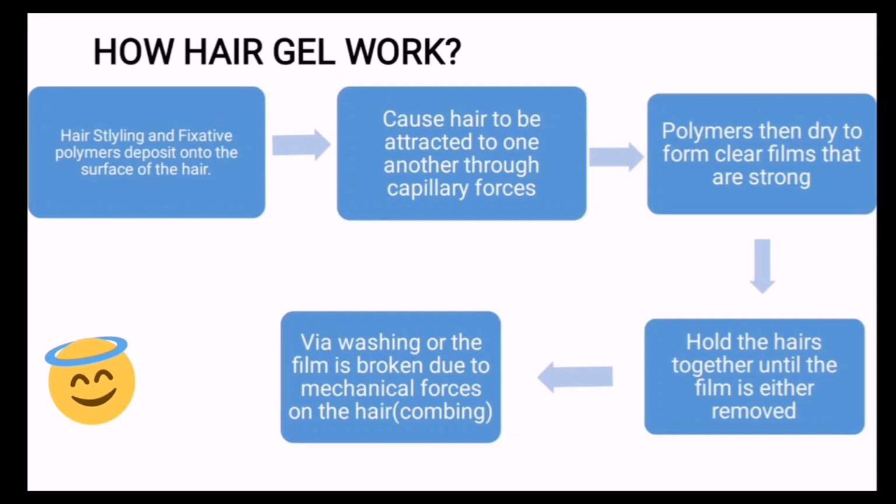How does hair gel work? First, hair styling and fixative polymers deposit on the surface of the hair. Second, this causes hair to be attracted to one another through capillary forces. Then, polymers dry to form a clear film that is strong. And this holds the hairs together until the film is either removed via washing or the film is broken due to mechanical forces on the hair. For example, combing.